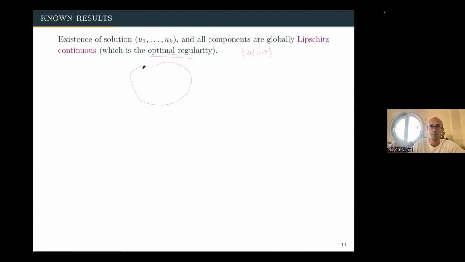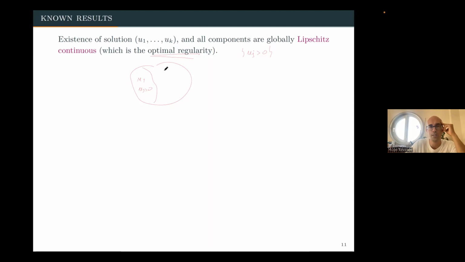Why? Because u1 will be an eigenfunction in its positivity set, and outside it is 0. So if this is regular, by Hopf's lemma the gradient arrives here in a non-zero way, while here it's 0. So there is a discontinuity in the gradient. This is why I'm saying that this is optimal regularity. Of course, there is something better than Lipschitz, but let me say that Lipschitz is optimal, okay?